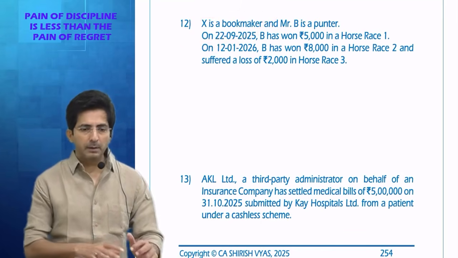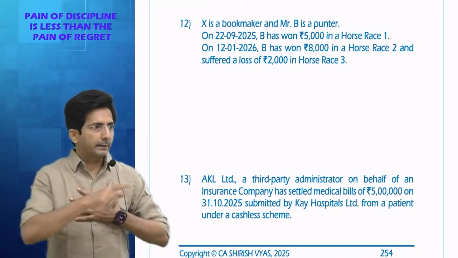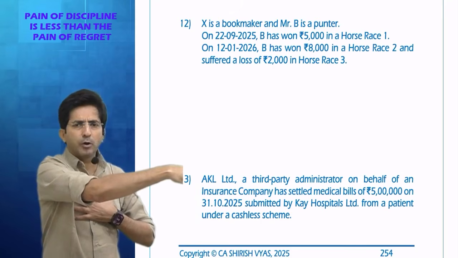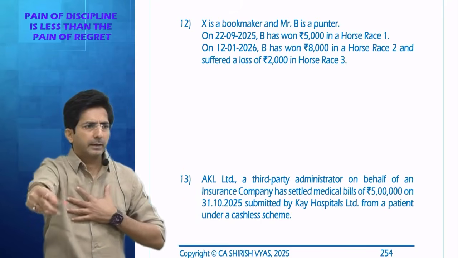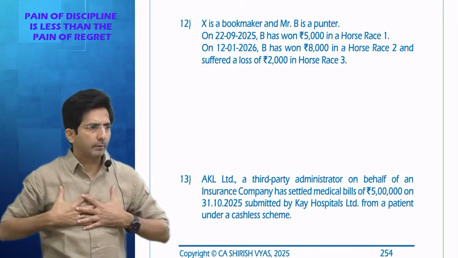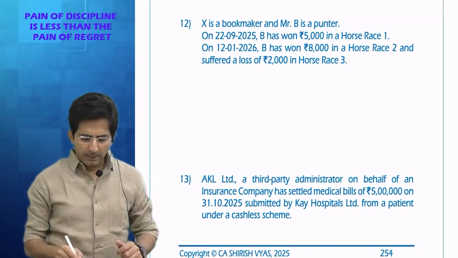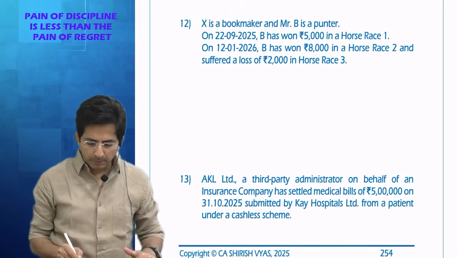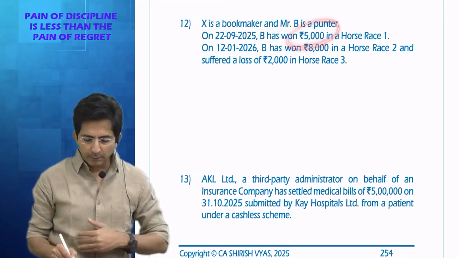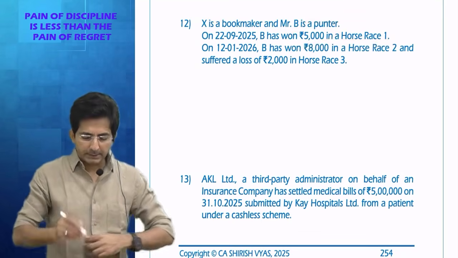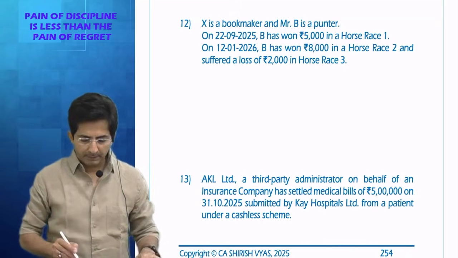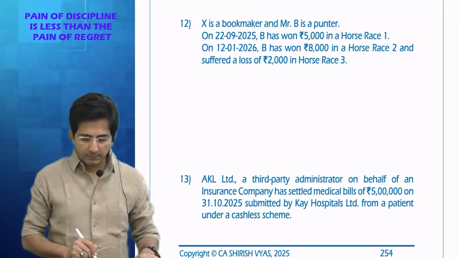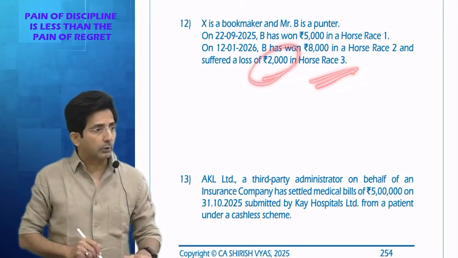Like see, for example, I am taking the booking and there are so many people betting. You are betting on horse 1, he is betting on horse 2, he is betting on horse 3. So you people are punters. And I am taking your booking, I am the bookmaker. Okay. Now, what happened? On 22nd September, Mr. B won 5,000 in horse race 1. Means in the first race, he got winnings of 5,000. And there was one more race where he won 8,000. And one more race where he lost 2,000.